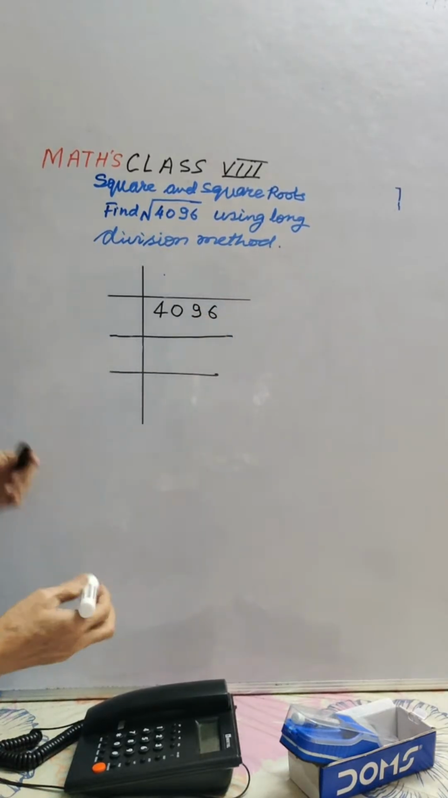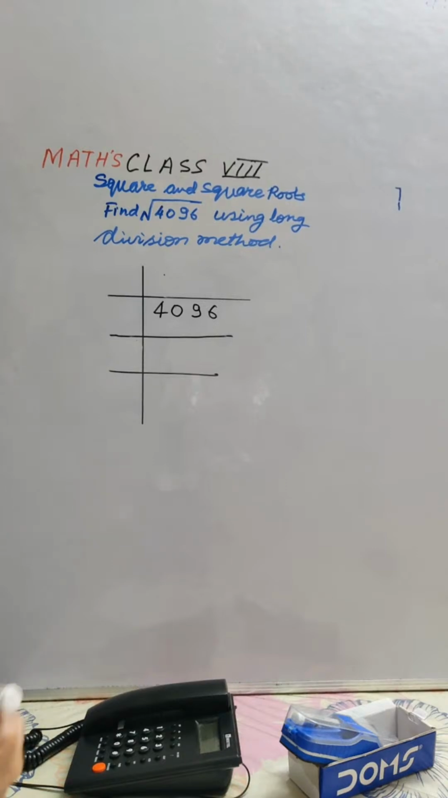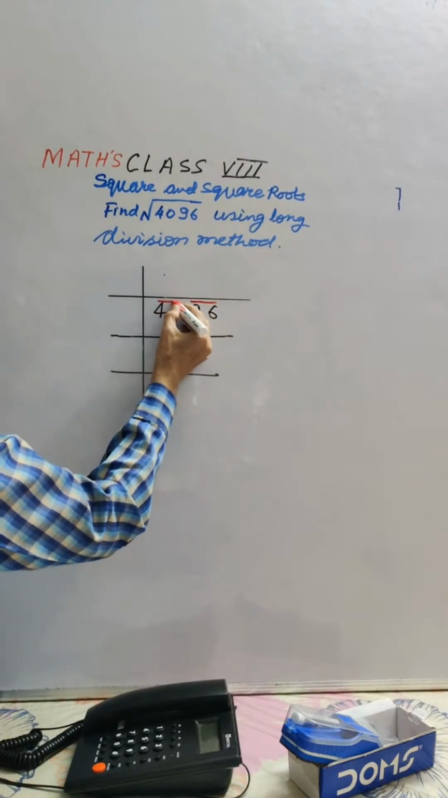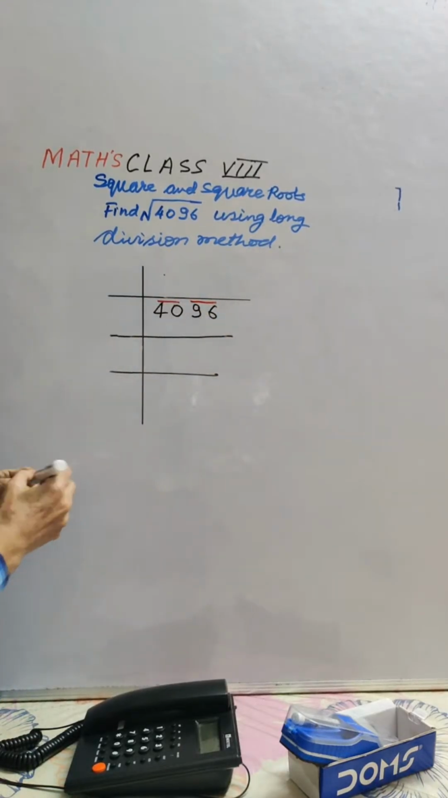4096. Again, we shall make pairs from right hand side. So one pair is 96, other pair is 40. Now count the table. 3 3s are 9, 4 4s are 16, 5 5s are 25, 6 6s are 36, and 7 7s are 49, which is more.